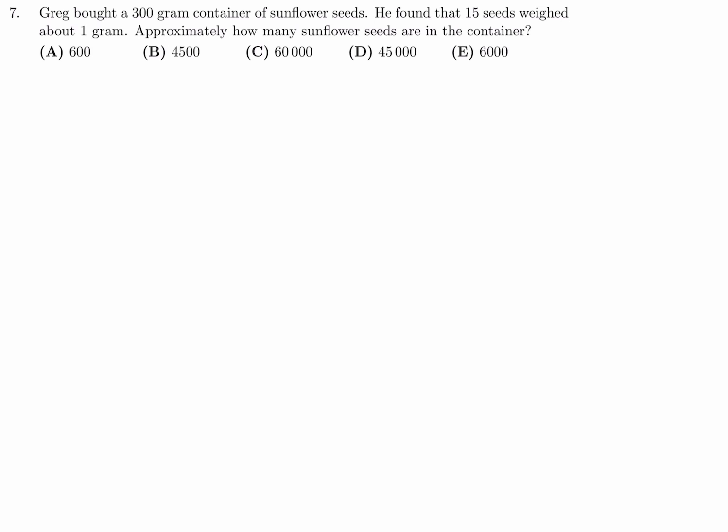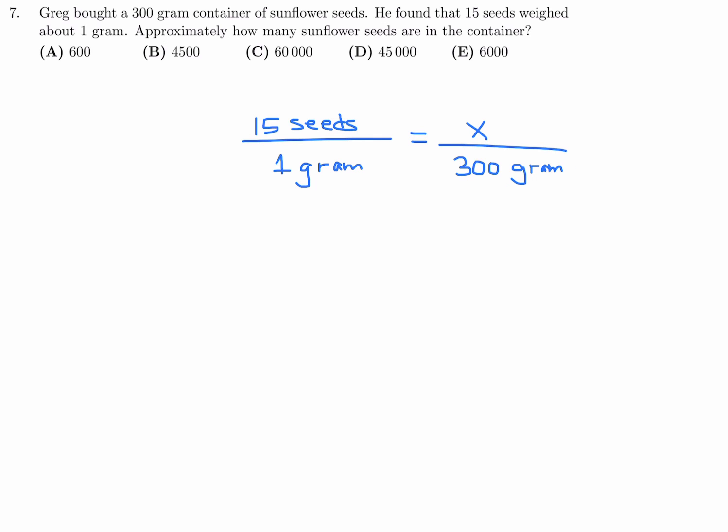Greg bought a 300-gram container of sunflower seeds. He found that 15 seeds weighed about 1 gram. Approximately how many sunflower seeds are in the container? So 15 seeds are in 1 gram, and we have to figure out how many seeds are there in 300 grams. So this is just a direct comparison. Cross multiply and you get X is equal to 15 times 300, and 15 times 300 is 4,500. And that's it. So number 7, the answer is B.